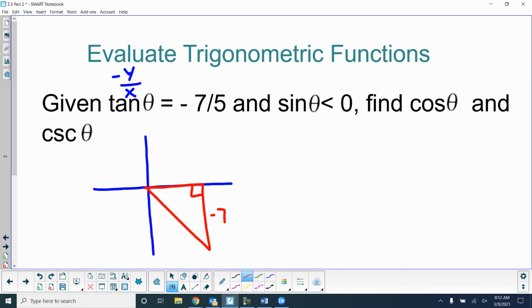That's a negative 7. And that's a 5. Theta's, remember, always back over there. Okay, opposite over adjacent. Negative 7 over 5. All right. His sine is less than 0 also. Remember, I know my hypotenuse is going to be a positive number. I got to figure out my hypotenuse. How do I figure out the hypotenuse?